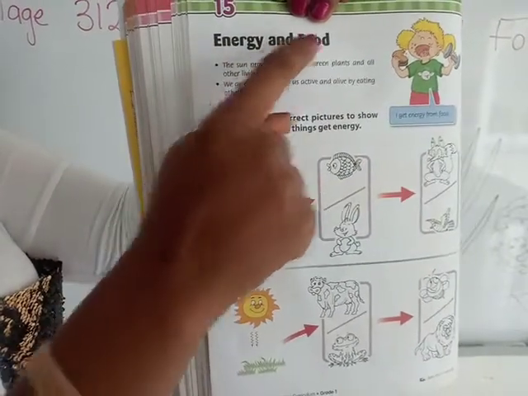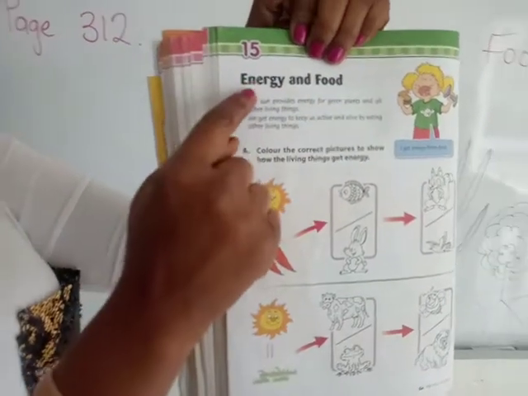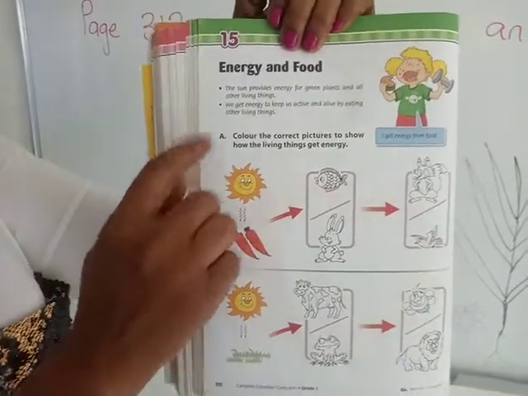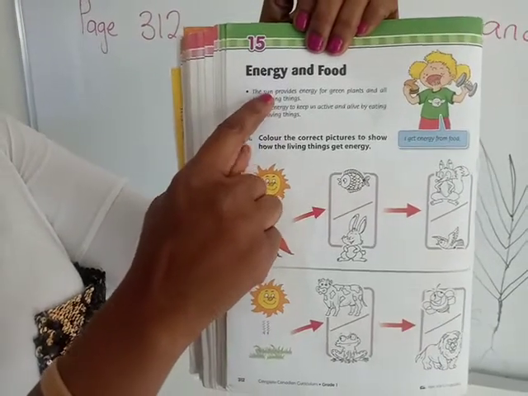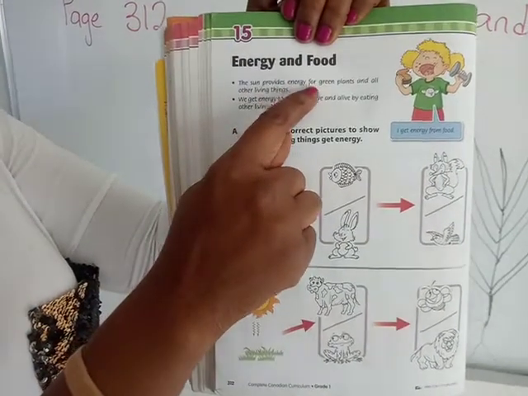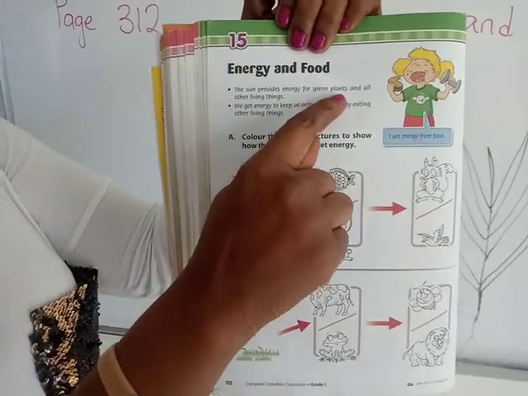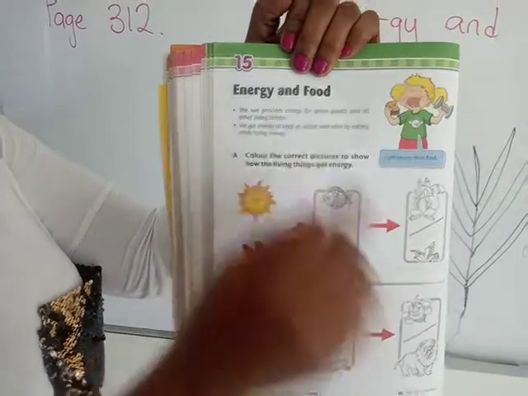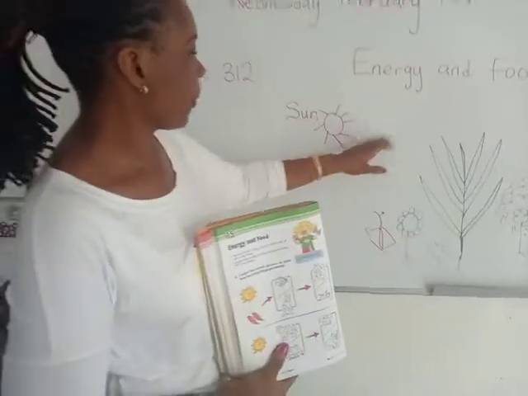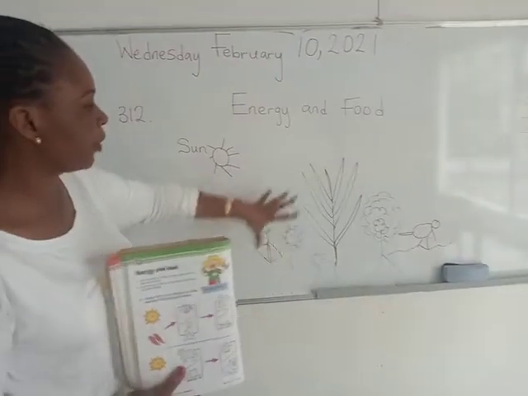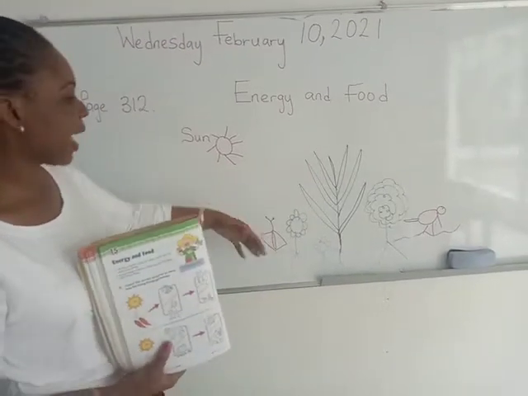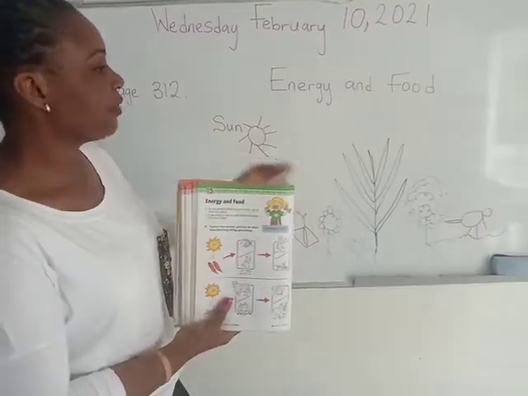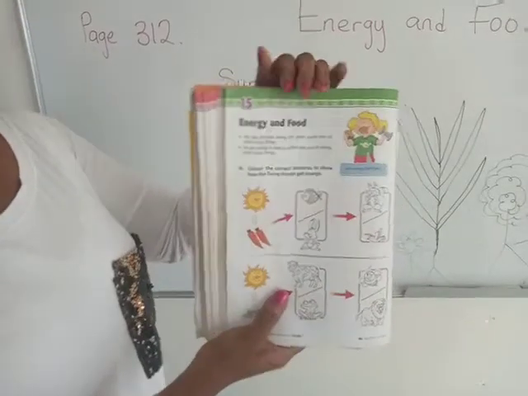Energy and food. Again, energy and food. The first point says, the sun provides energy for green plants and all other living things. Just like I described here, okay? This is the sun shining on everybody, both the green plants and other living things like animals, like ourselves. The sun shines on all living things to provide them with energy.